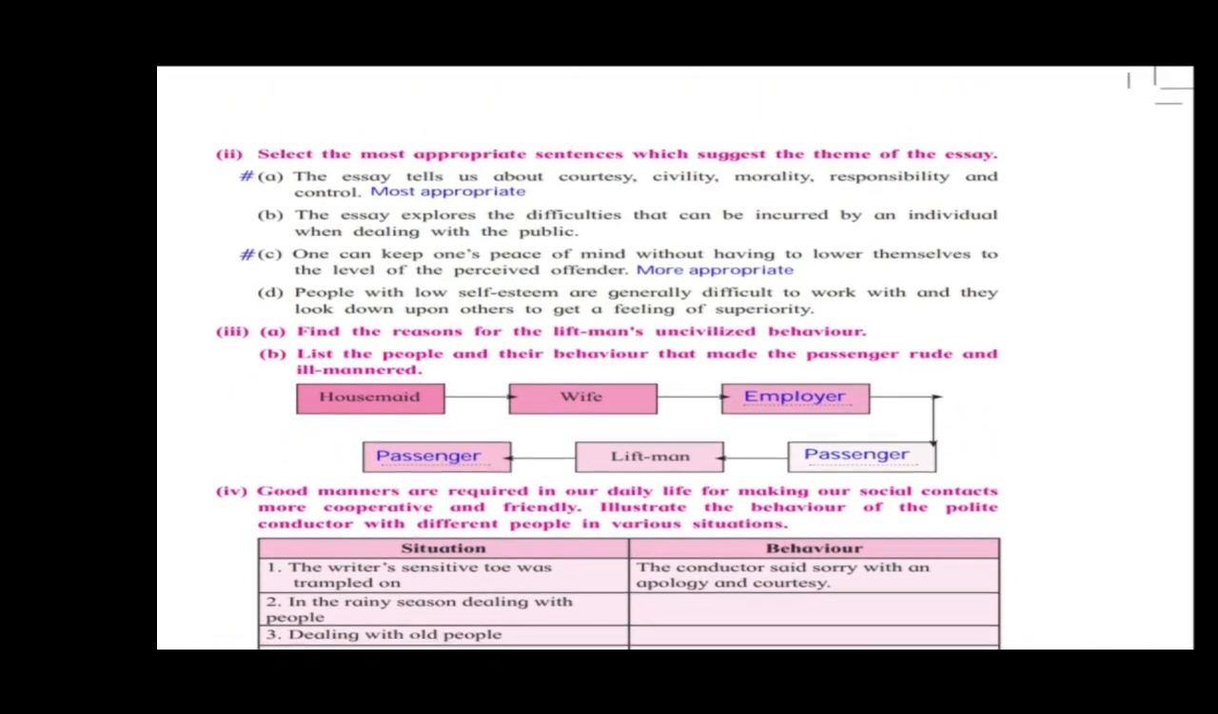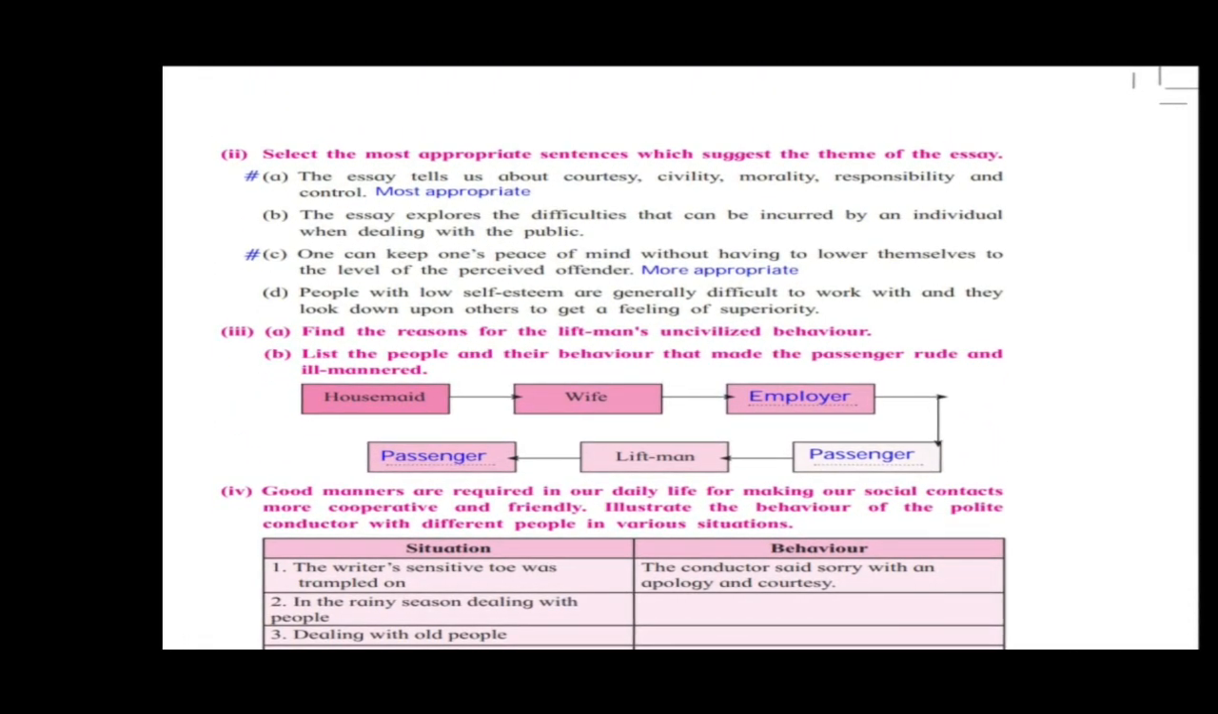Next is select the most appropriate sentences which suggest the theme of the essay. You have to choose the appropriate sentence which suggests the theme of the essay. So what are the appropriate sentences? Let's read out properly. The essay tells us about courtesy, civility, morality, responsibility and control. This is the most appropriate, right? On saying please, the title, the chapter of this, you can say what the theme of the chapter is all about. The essay tells you about the courtesy, civility, morality, responsibility. So this is the most appropriate sentence.